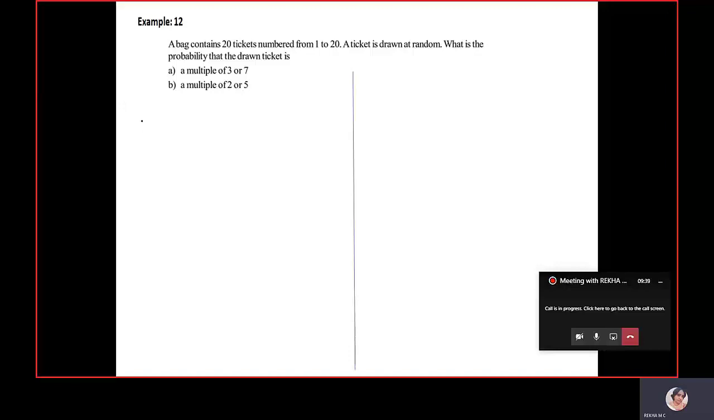A bag contains 20 tickets numbered from 1 to 20. A ticket is drawn at random. What is the probability that the drawn ticket is? Subquestion A, a multiple of 3 or 7. Subquestion B, a multiple of 2 or 5.